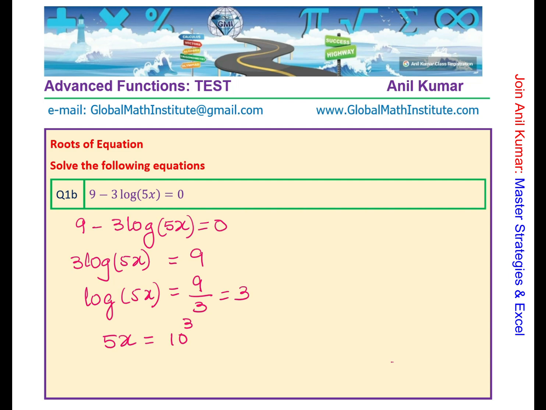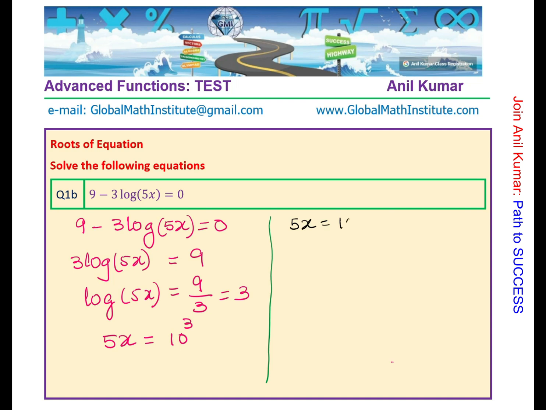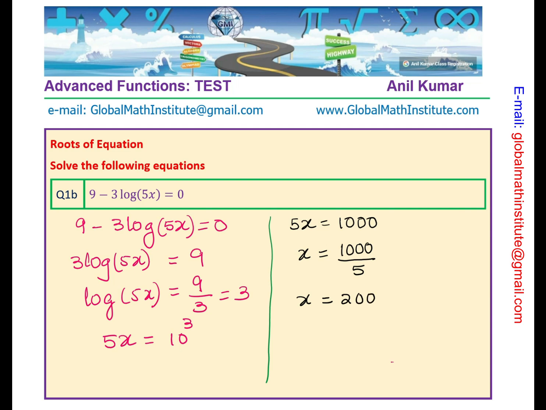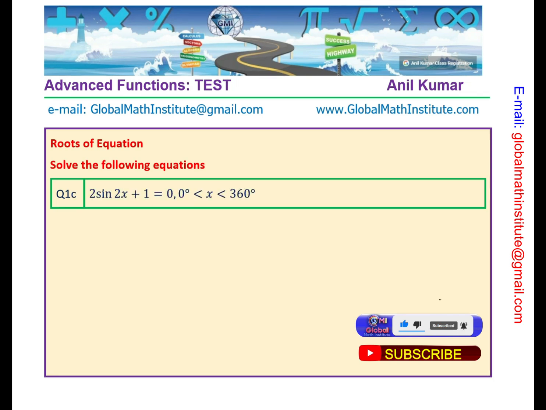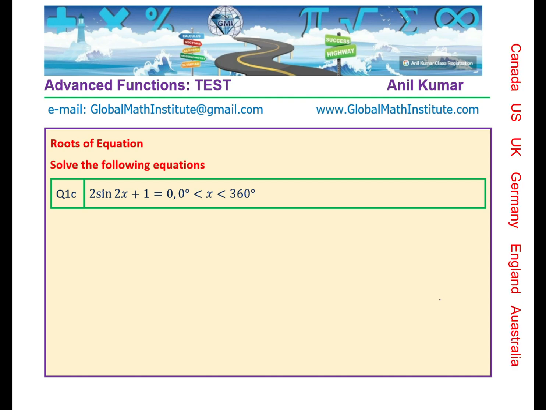That gives you a very simple equation to solve once again. So what we have here is 5x equals 10 to the power of 3, which is 1000. And therefore, x equals 1000 divided by 5. So we have our solution, which is x equals 200. That is how you solve this logarithmic equation. Now we'll move on to the trigonometric equation. This is the very first question to get you started, so it gives you an overview of getting fresh with all these functions.